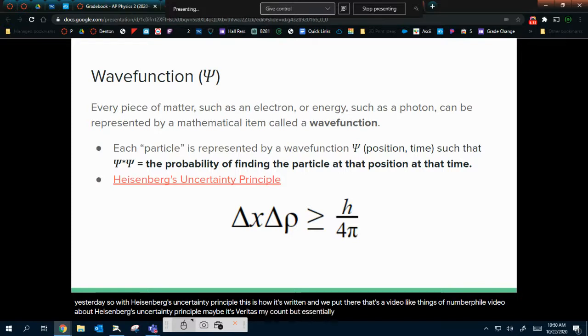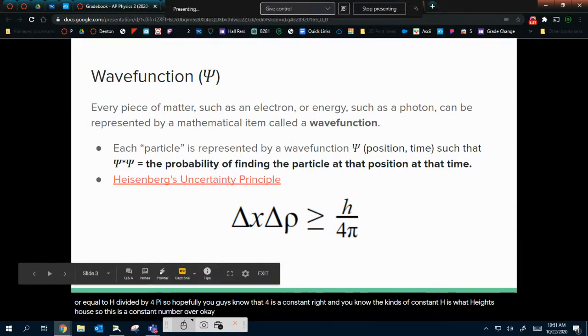But essentially, what this says is delta x times delta p is greater than or equal to h divided by 4 pi. So hopefully you know that 4 is a constant, and you know that pi is a constant. H is what? Planck's constant. So this is a constant number over here.